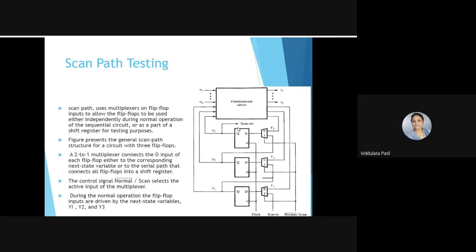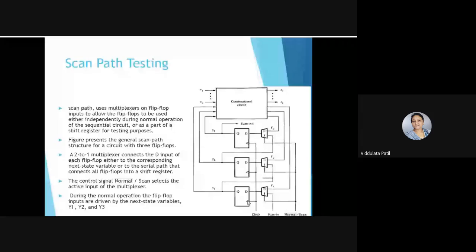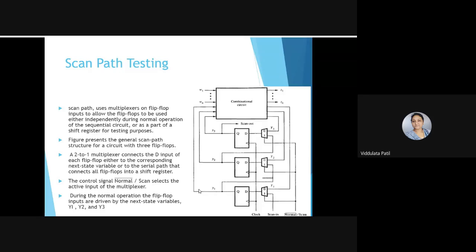There are three D flip-flops present, and for each input of the D flip-flops we have used multiplexers. These multiplexers decide what input should be present at the input of the flip-flop. They decide whether we are going to work in normal operation or we want to scan the circuit.